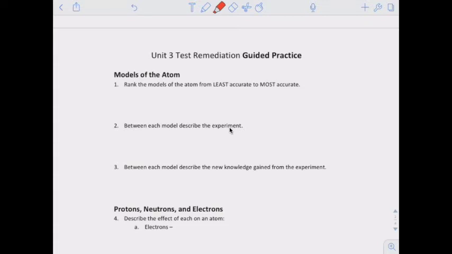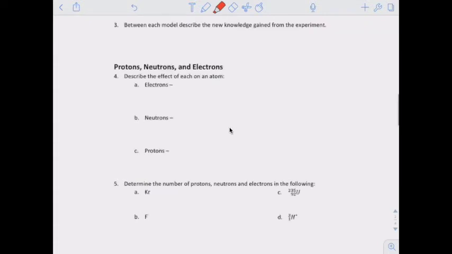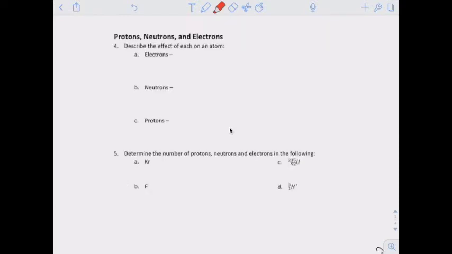Moving on to protons, neutrons, and electrons, describe the effect of each on an atom. Electrons: when we add or remove electrons, we give the atom its charge. If we have the same number of protons and electrons, we have a neutral charge. But if we add or remove electrons, we change the charge.